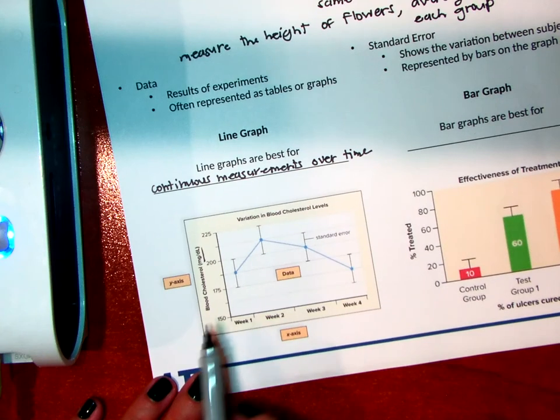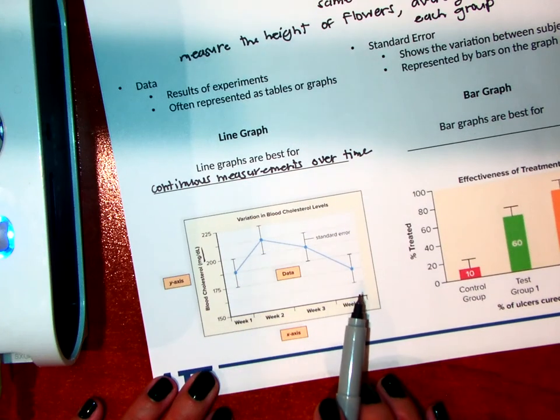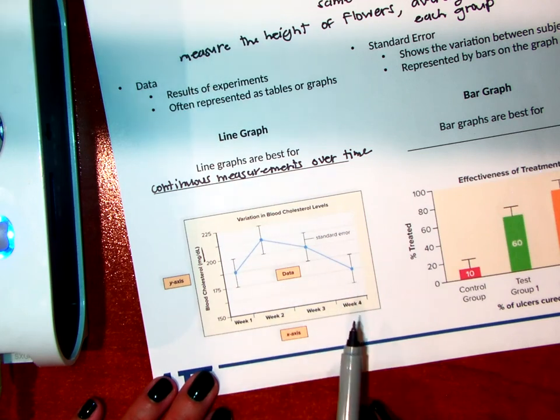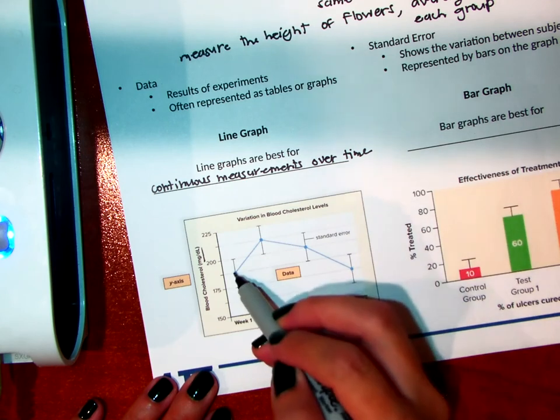And this shows you how it changes over time. And each dot represents an average.